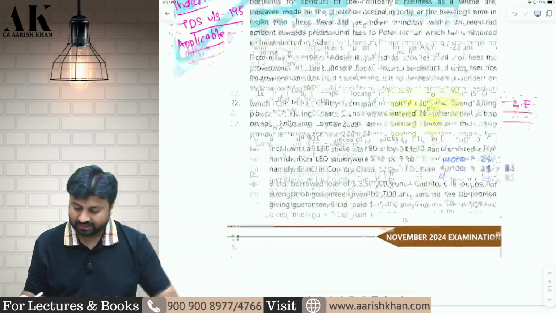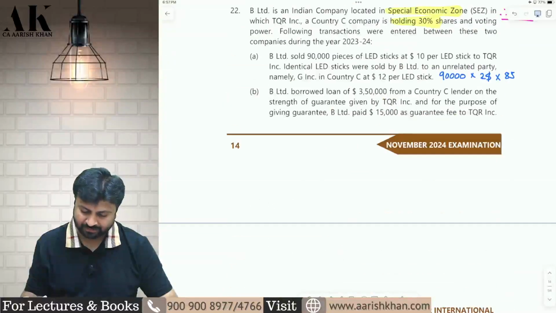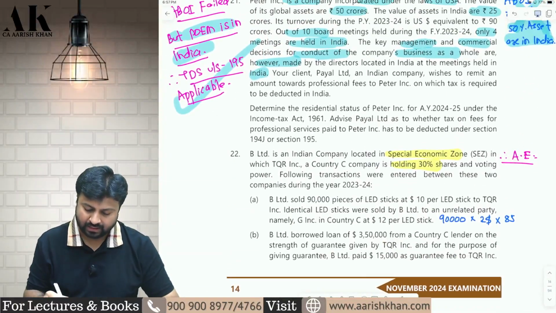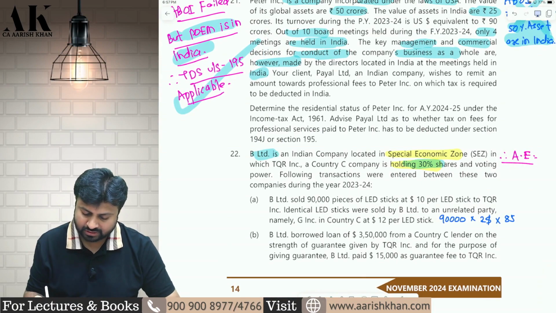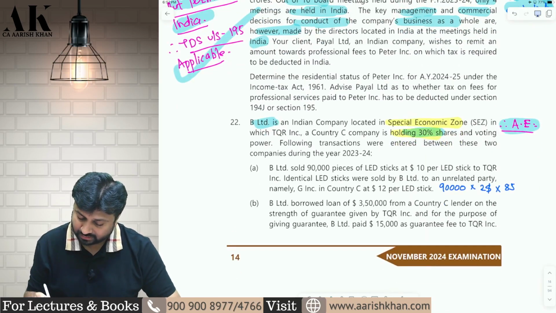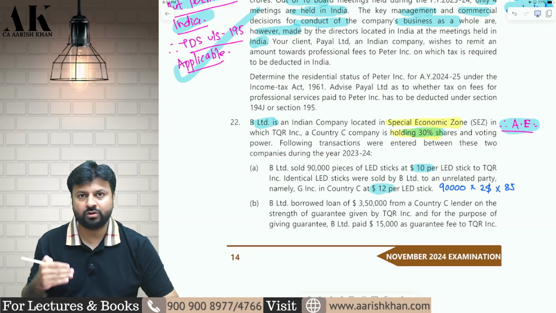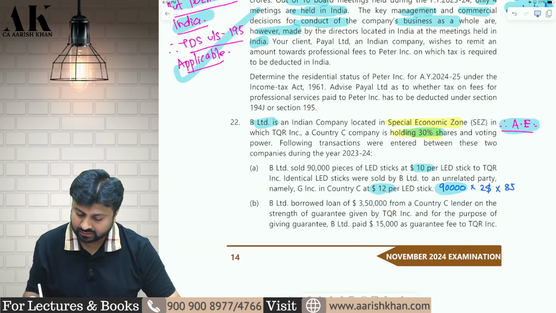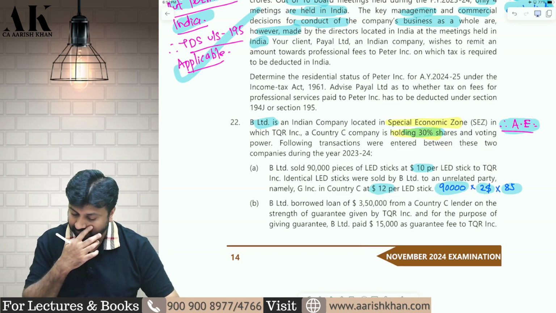The next question is a very simple question, nothing great as such. It's a very routine question. B Limited holds 30% shares in a foreign company, therefore both of them are deemed to be associate enterprises. You are selling to your associate enterprise at 10 rupees, you are selling to others at 12 rupees. So you are selling at $2 lesser, therefore 90,000 units into $2 into 85 will be added back to your income.